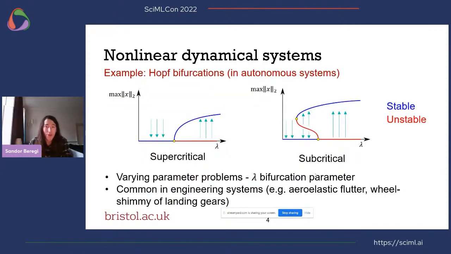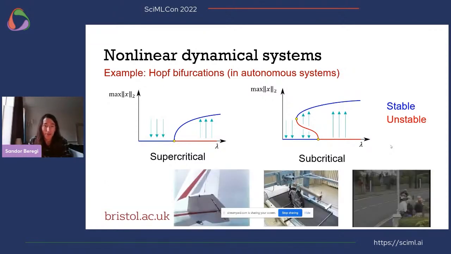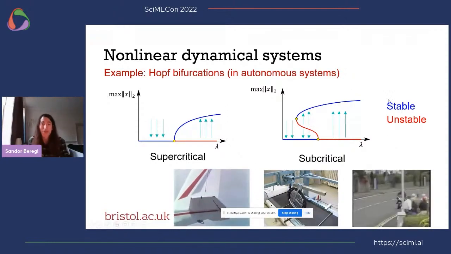So as I mentioned earlier, and I hope that I could make this a little bit clearer, these are actually varying parameter problems. On the other hand, these systems are relevant in several engineering systems. I just wrote a few examples. I hope the video is going to start.